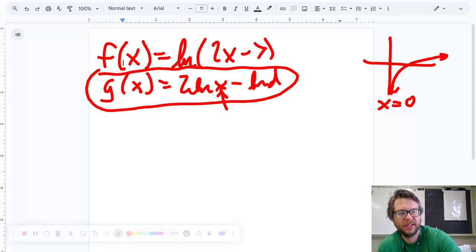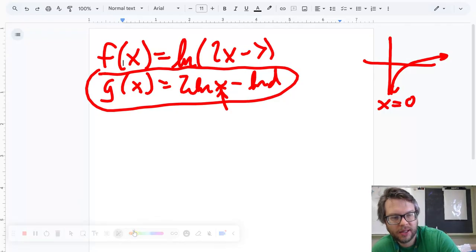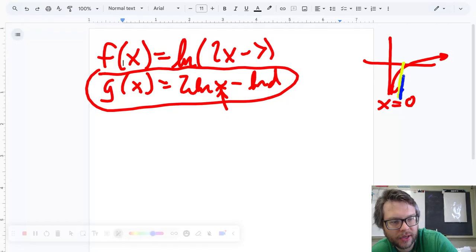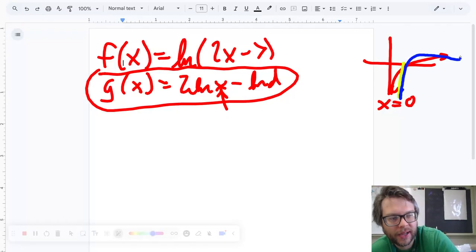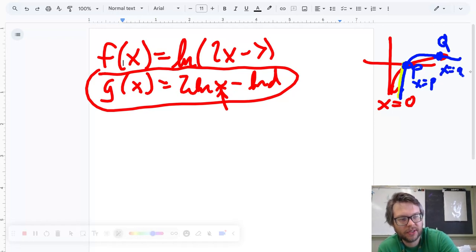Then it asks us to figure out where the two graphs intersect. It tells us that these two graphs intersect at two different points. So there's one curve going like that, and then another curve that comes up like that. There's one point here called P where they intersect, and another point here called Q. The P and the Q are just the x values. So x equals P is one of the intersections, and x equals Q is the other.